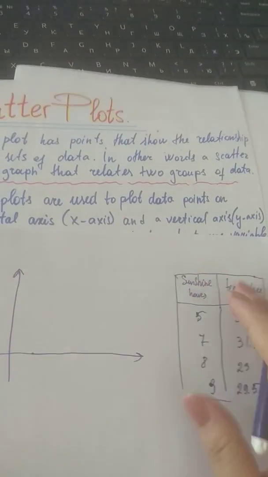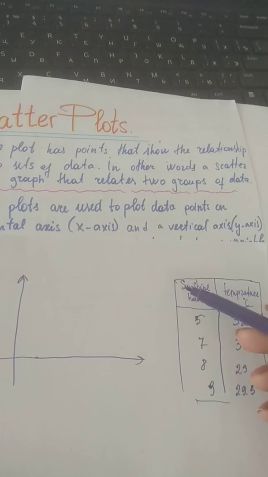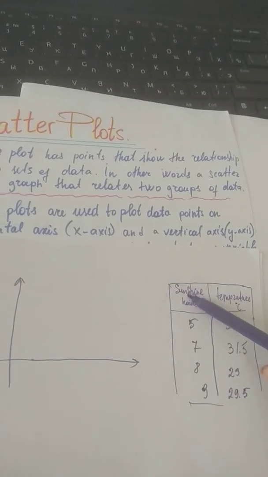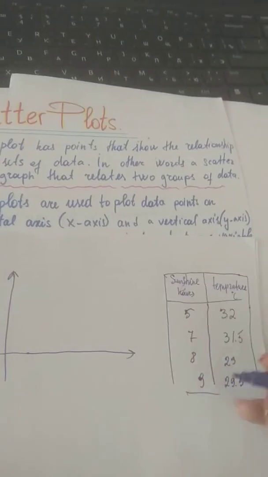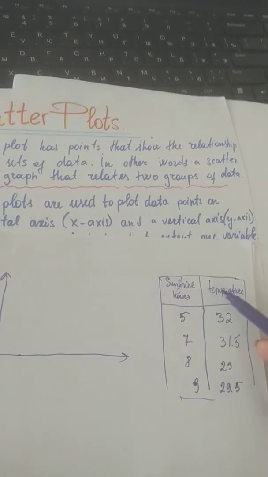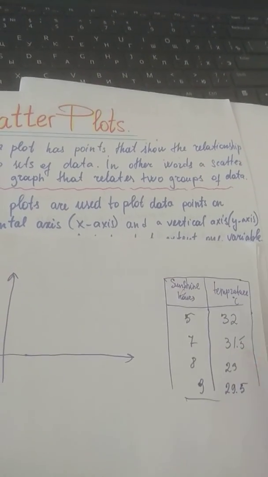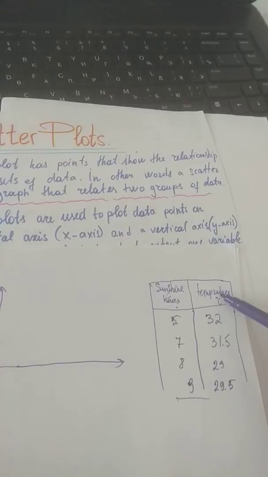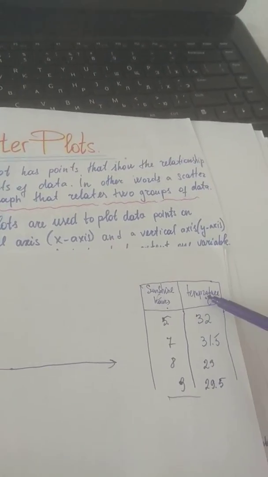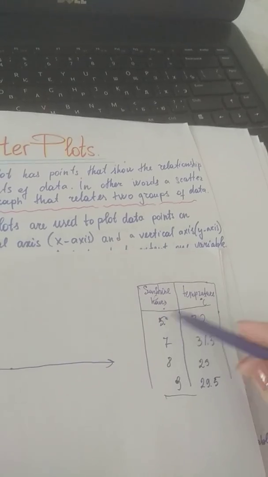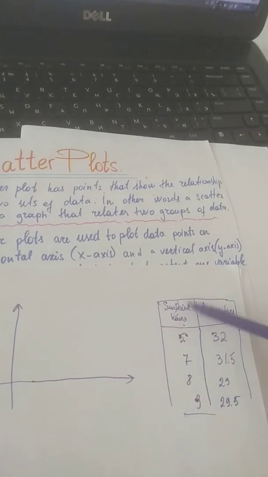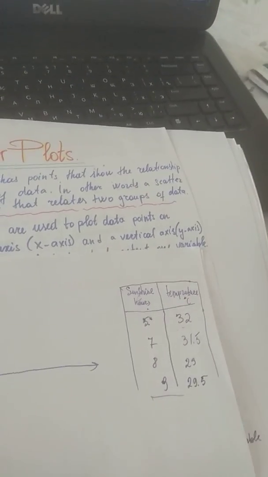So now we have two sets of data. How can we know which one is the vertical axis and which one is the horizontal? We should detect it. Look at here, sunshine and temperature. Which one is dependent and which is independent? For example, sunshine for 5 hours, temperature 32, and temperature depends on the sunshine. Because if the sun is shining during 5 hours, then the temperature becomes 32 degrees Celsius.